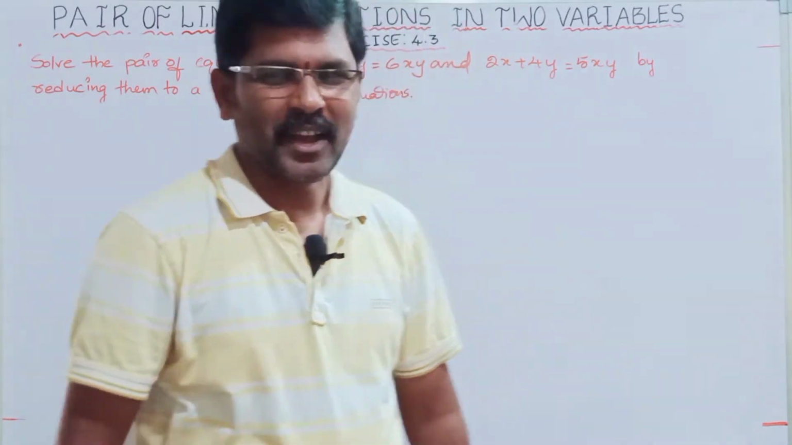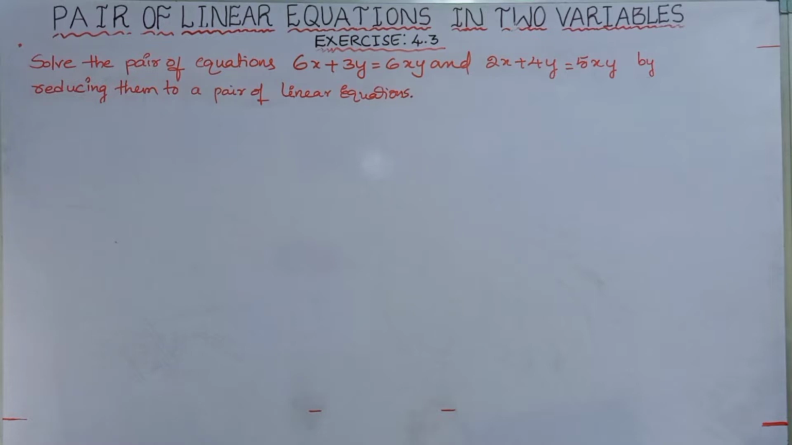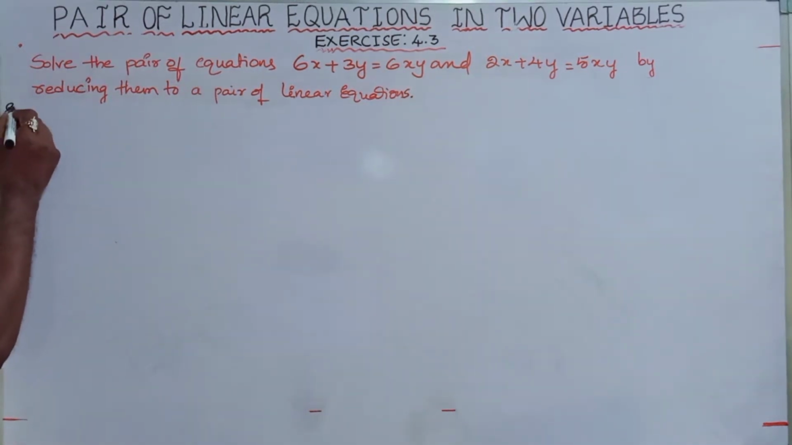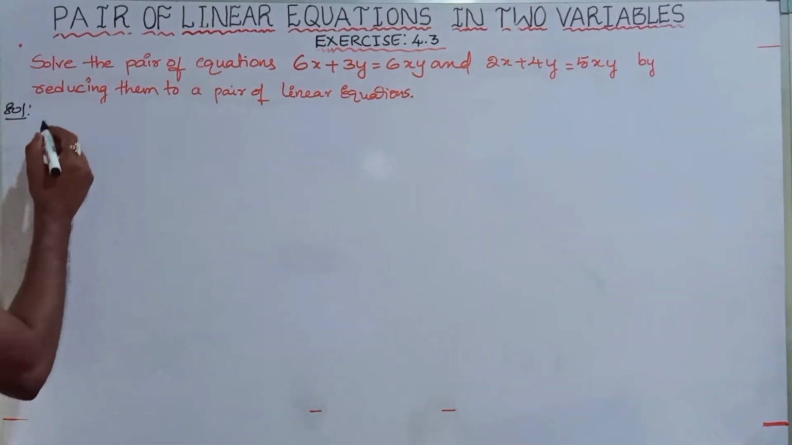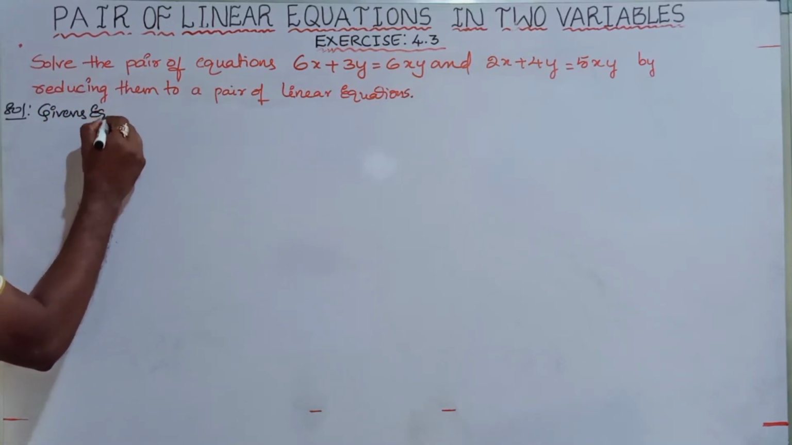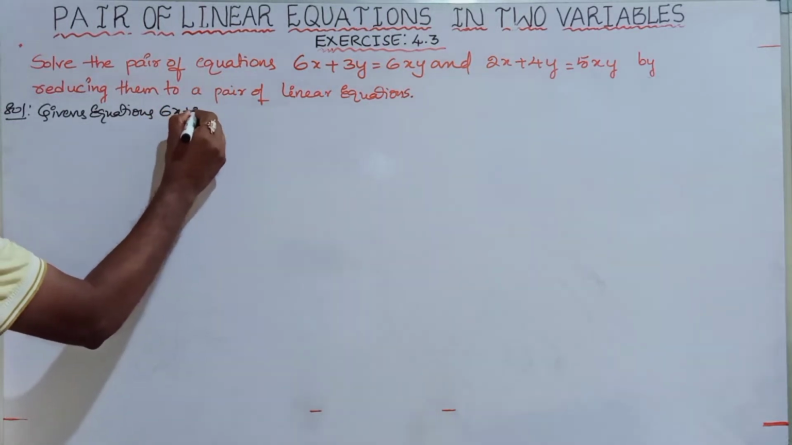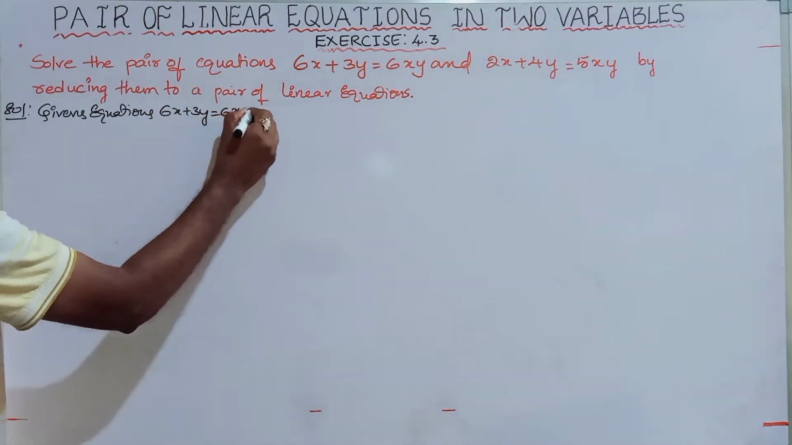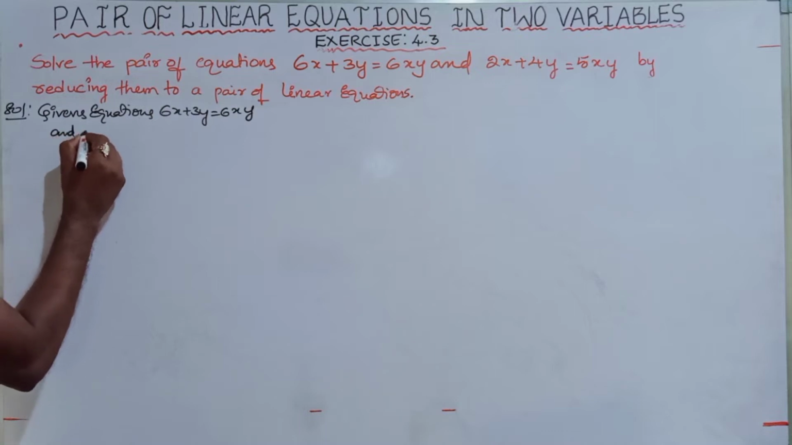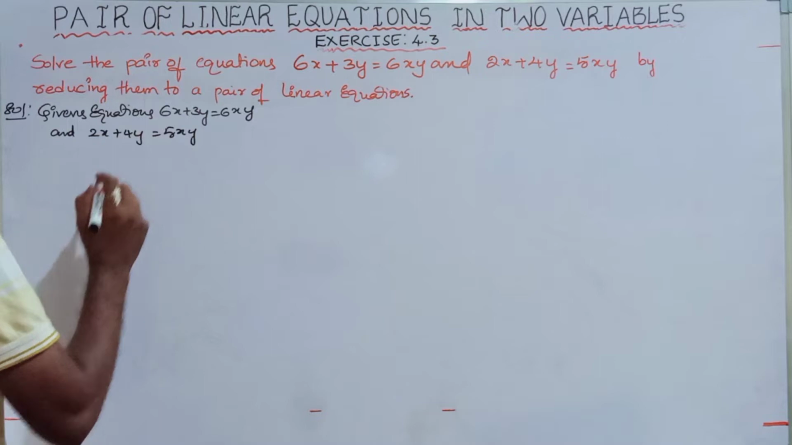Move on to the next problem: 6x plus 3y is equal to 6xy and 2x plus 4y is equal to 5xy. Now start the solution. Given equations: 6x plus 3y is equal to 6xy and 2x plus 4y is equal to 5xy.